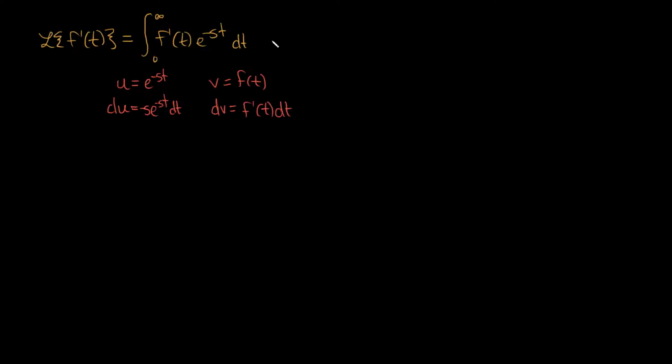Okay, so let's continue this. By integration by parts, it's going to be u times v, so e to the negative st times f of t, evaluated from 0 to infinity. And this is going to be minus the integral from 0 to infinity of v du, f of t times negative s e to the negative st again. It's going to pull out the s, so it's going to be plus s times the integral of f of t e to the negative st dt. Okay, that's nice.